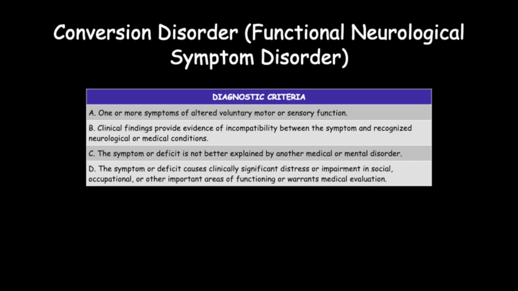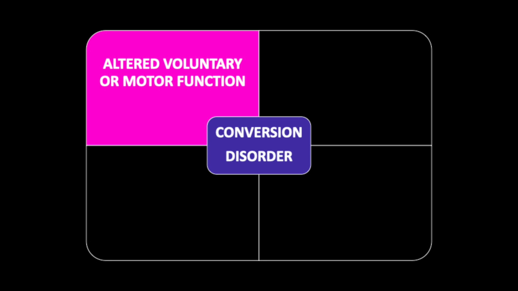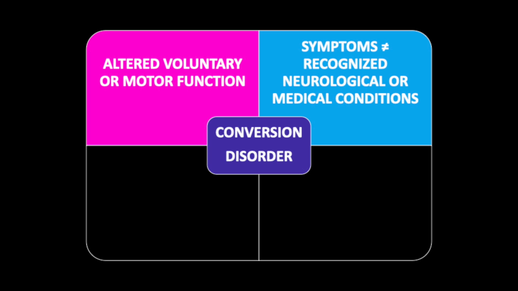There are 4 criteria that we evaluate for, and these are listed from criteria A through D in the DSM-5. Criterion A states that there are 1 or more symptoms of altered voluntary motor or sensory function. Criterion B states that there are clinical findings that provide evidence of incompatibility between the symptoms and recognized neurological or medical conditions. And what we see is that clinical findings are not consistent with the neurological diagnosis being considered.